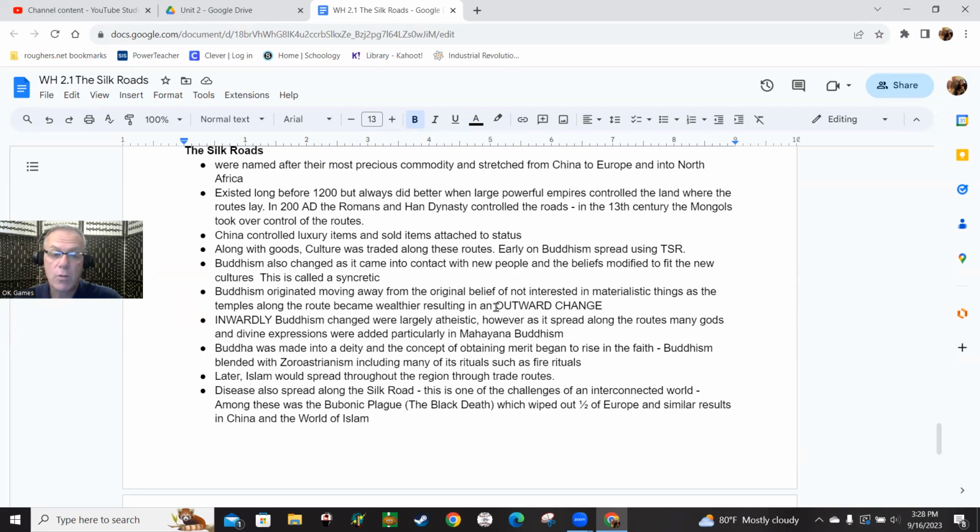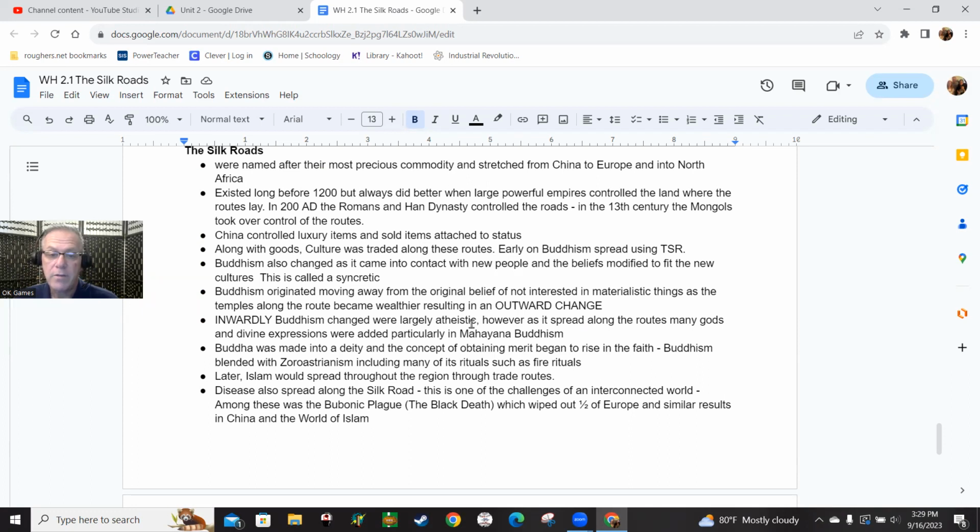So this is an outward change, and the cause of this outward change is the connection of Buddhism, not just as an idea, but physically to these networks of exchange where a lot of money is coming in, and people are obviously putting money into their belief system. Inwardly, Buddhism also starts going through this change.